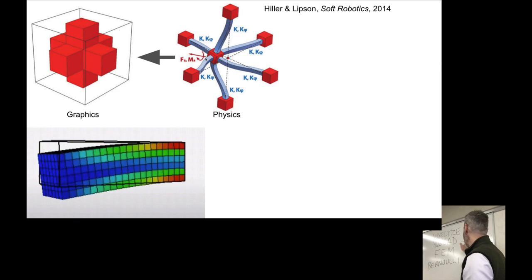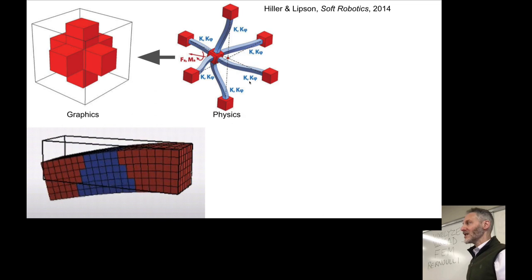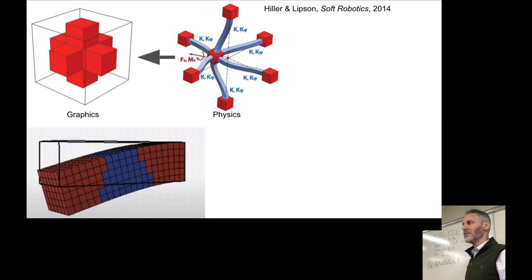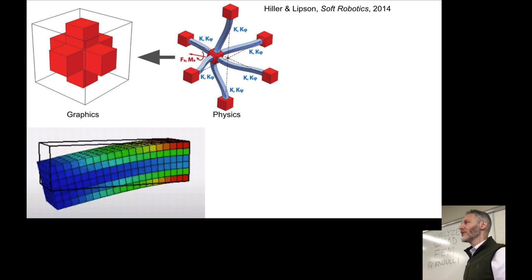You'll notice that there are two parameters associated with each beam. Both of them have a K, notated here as a K. Any guesses about what those parameters might be? I think there are two kinds of stiffness. There are two kinds of stiffness, absolutely.